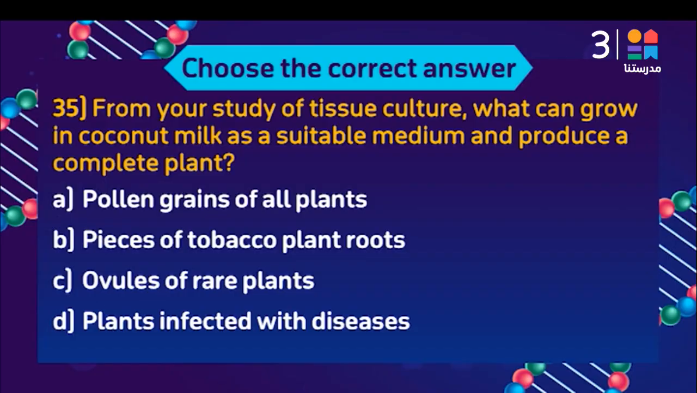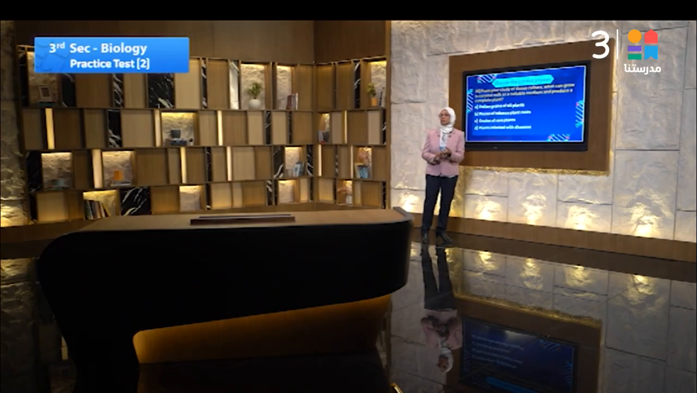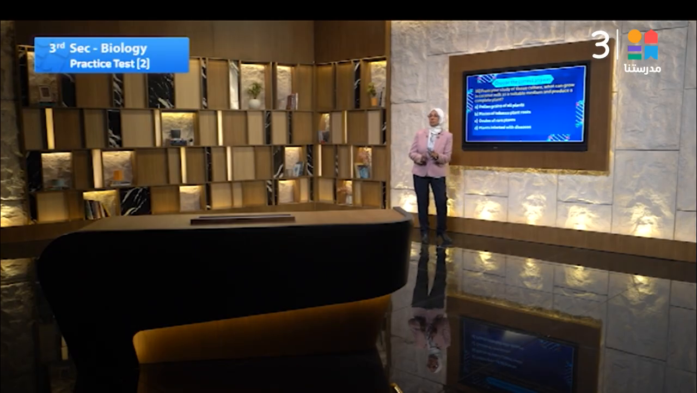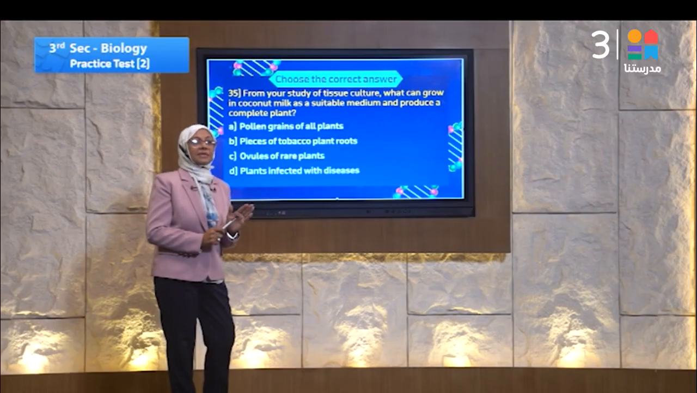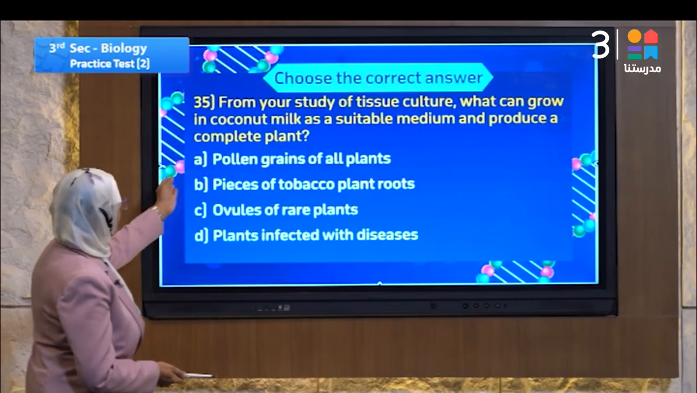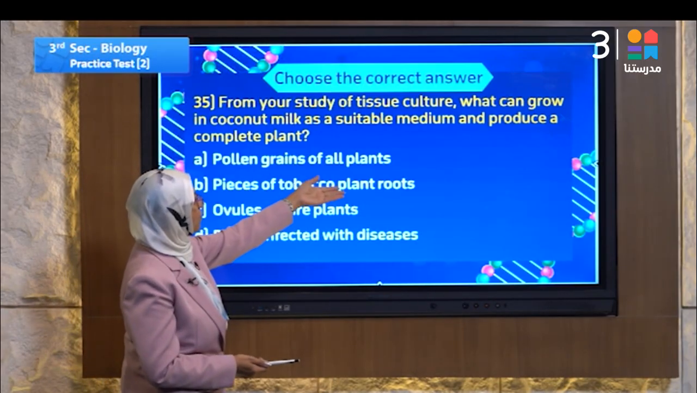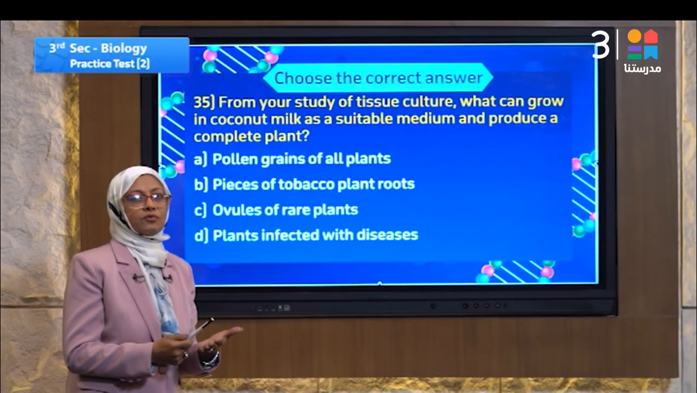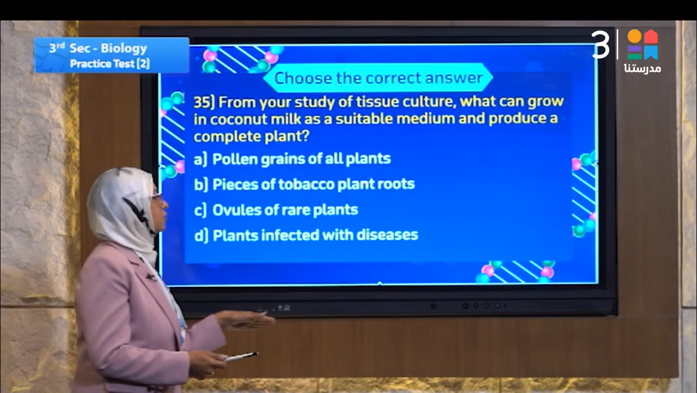Question number 35: from your study of tissue culture, what can grow in coconut milk as a suitable medium and produce a complete plant? Tissue culture has conditions. It must be a tissue with a complete number of chromosomes, 2n, not half of the chromosomes. Let's read A: pollen grain of a green plant. No, pollen has half the number of chromosomes. It's not useful for tissue culture.